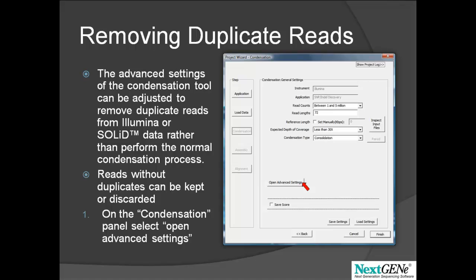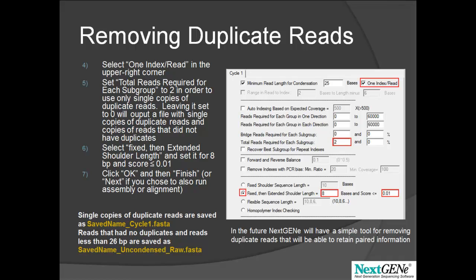This processing is accomplished using the condensation tool. Condensation must be selected on the Application Settings panel. Consolidation should be selected as a condensation type, and the advanced settings need to be adjusted. First, select the 1 index per read setting in the upper right corner. Some settings will be automatically adjusted.